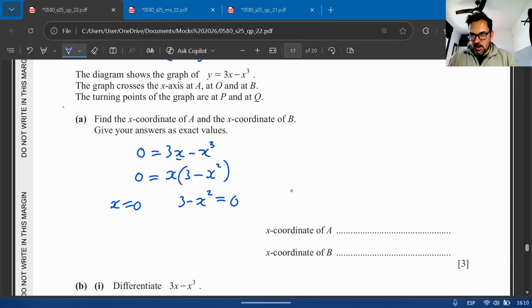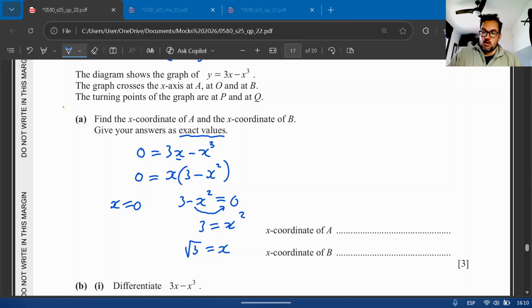Then I don't like that negative. So if I move the x squared to the other side, it will become positive, or like add x squared to both sides. Okay, and then we need to get rid of the square. We do that by square rooting the opposite side. And there we go, there's an answer. There's an exact value. It's root 3's exact value.